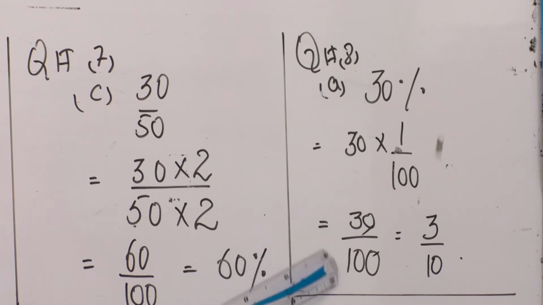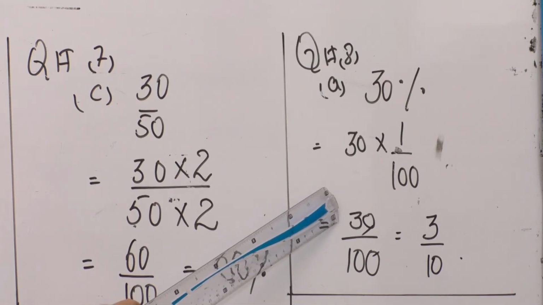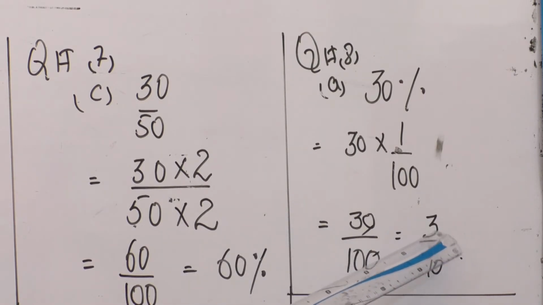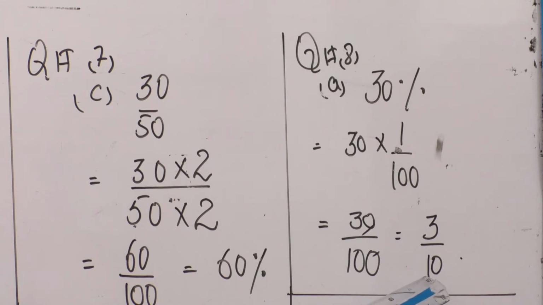Now we have two values here. In the numerator we have 30. In the denominator we have 100. Both come in the table of 10. We get 10 threes are 30 and 10 tens are 100. So our answer in lowest form will be 3/10.